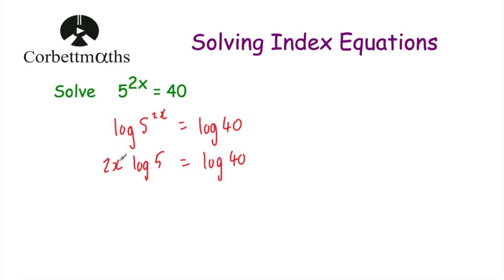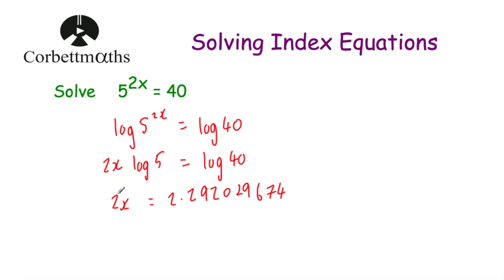Now we want to solve this, we want to find out what x is, so let's get rid of this log 5. So if we divide both sides by log 5, on the left hand side we'd be left with 2x, and on the right hand side we'd have log 40 divided by log 5. So let's type that into our calculator, log 40 divided by log 5. And when we type that into our calculator, we get an answer of 2.292029674. So we've got the 2x is equal to 2.29 and so on.